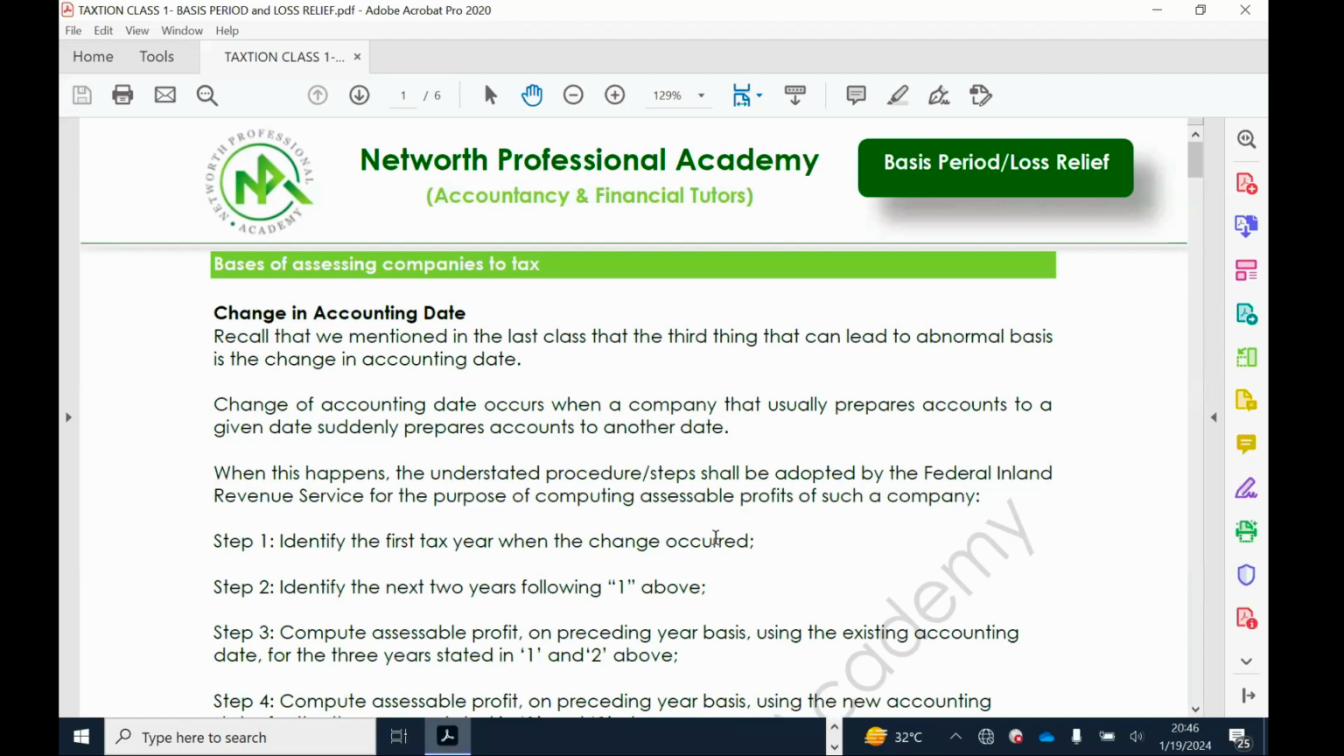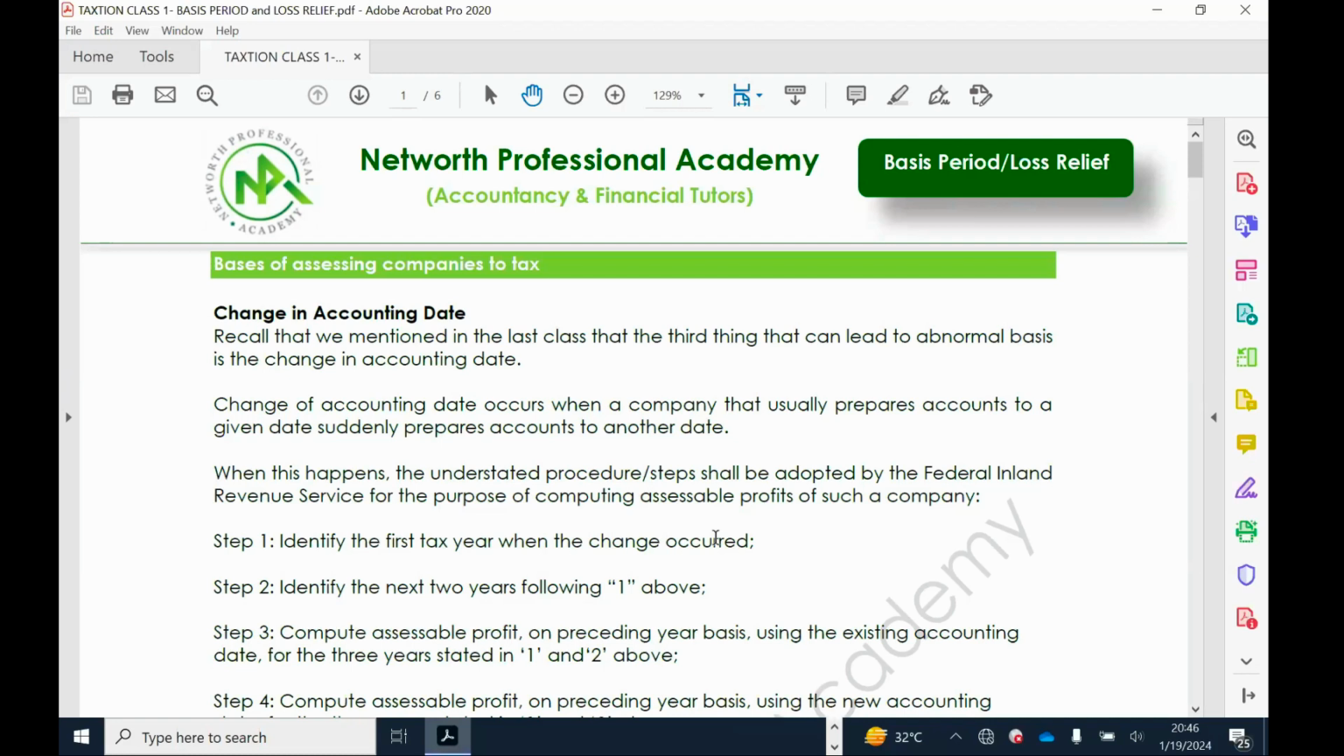The board can decide, okay, let's take at least 2 weeks out of this January to enjoy the New Year festivities and all of that. Then they commence maybe at the middle of January. So automatically it leads to an abnormal basis.